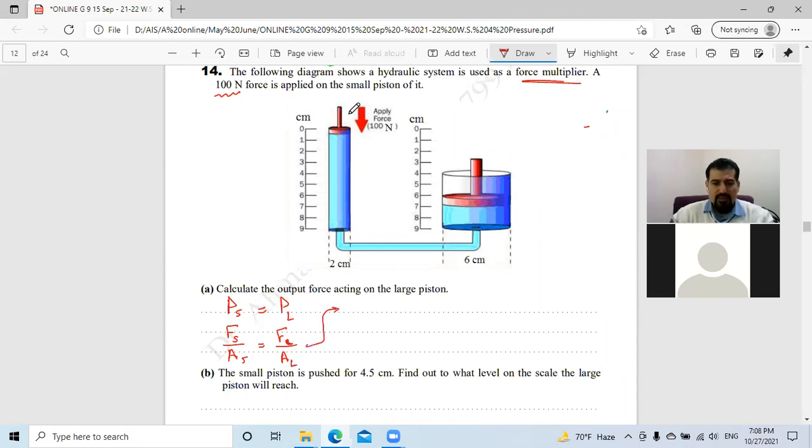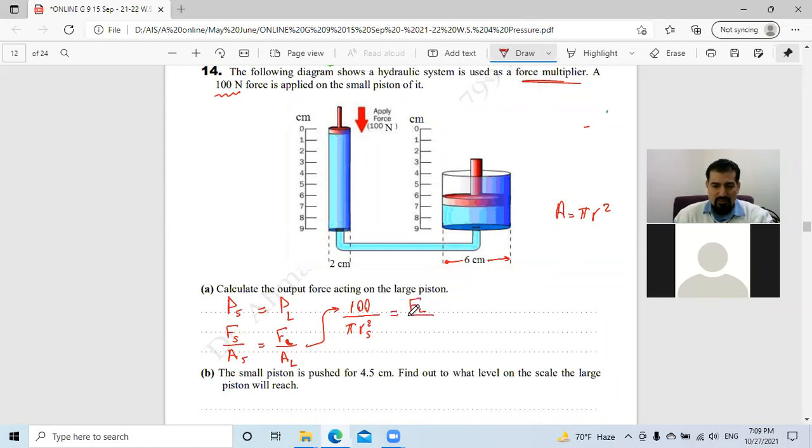Continue. The force on the small piston is 100, divided by the area. They give us the 2 centimeter and the 6 centimeter. Is that the diameter? Yes, they didn't put 6 centimeter square, they put 6 centimeter. And we know that the area equals pi r square, right? So I put pi r square for the small piston.